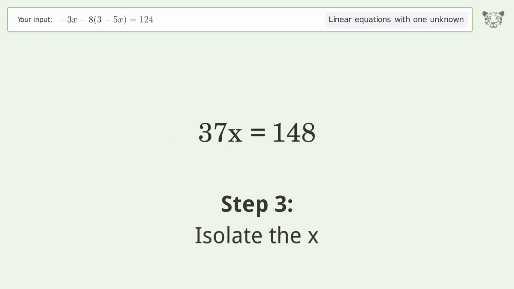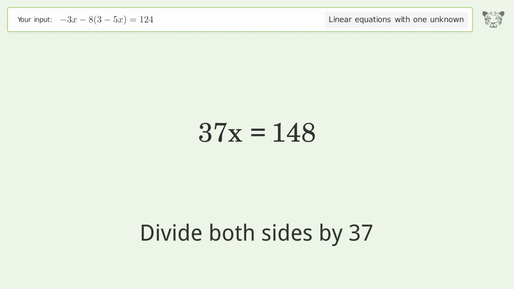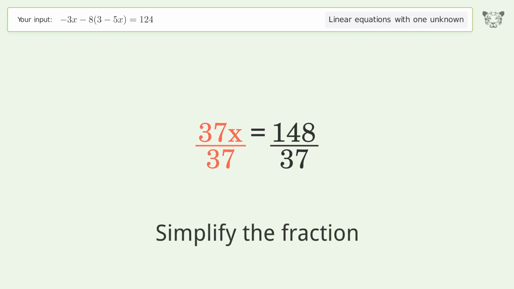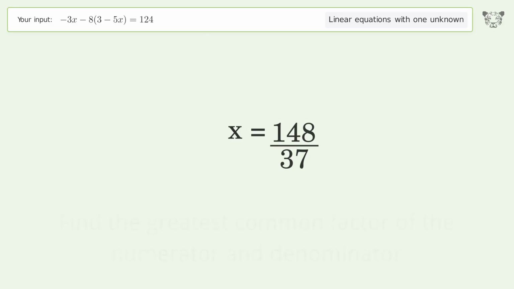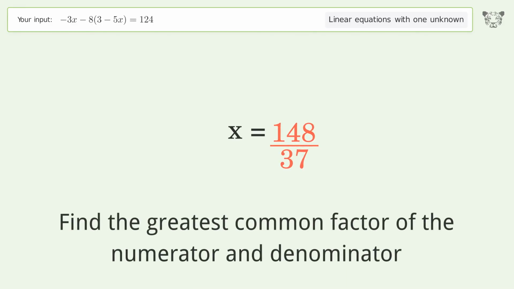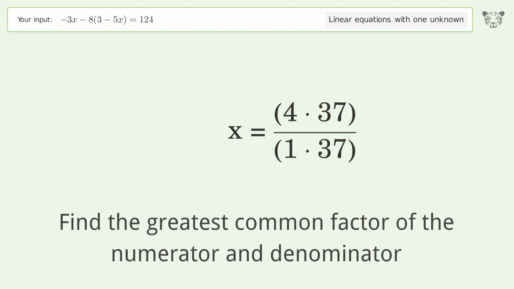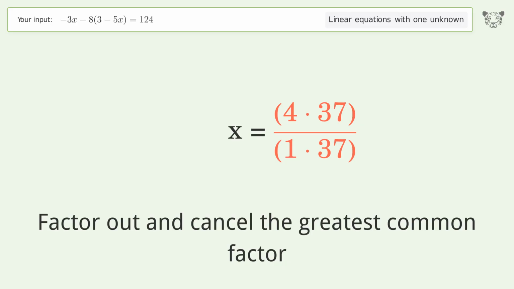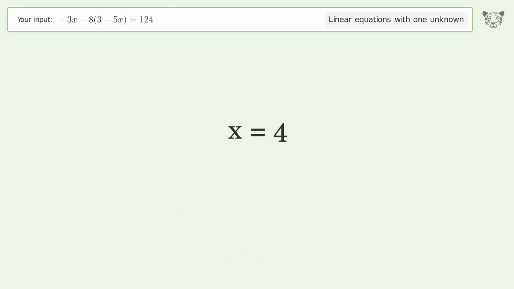Isolate the x. Divide both sides by 37. Simplify the fraction. Find the greatest common factor of the numerator and denominator. Factor out and cancel the greatest common factor. And so the final result is x equals 4.